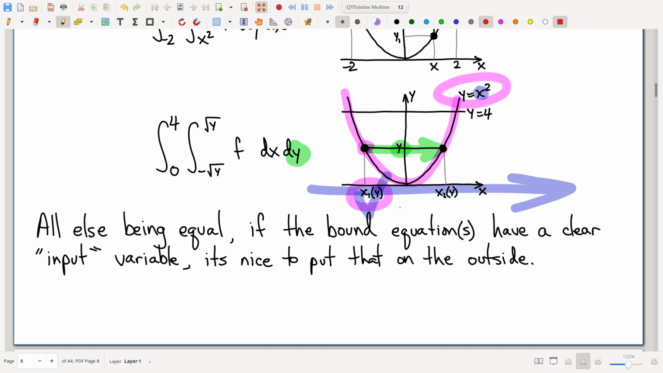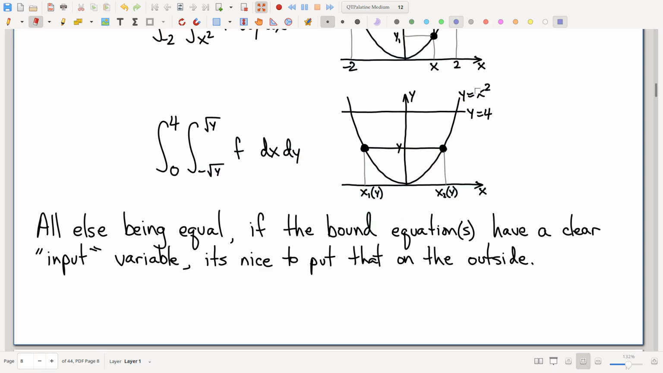Again, free information from the diagram. I can see that this lower bound I'm interested in is clearly negative. And so when I solve for X here, I get negative square root of Y. Everybody's good? Okay. Heads up for that kind of thing.